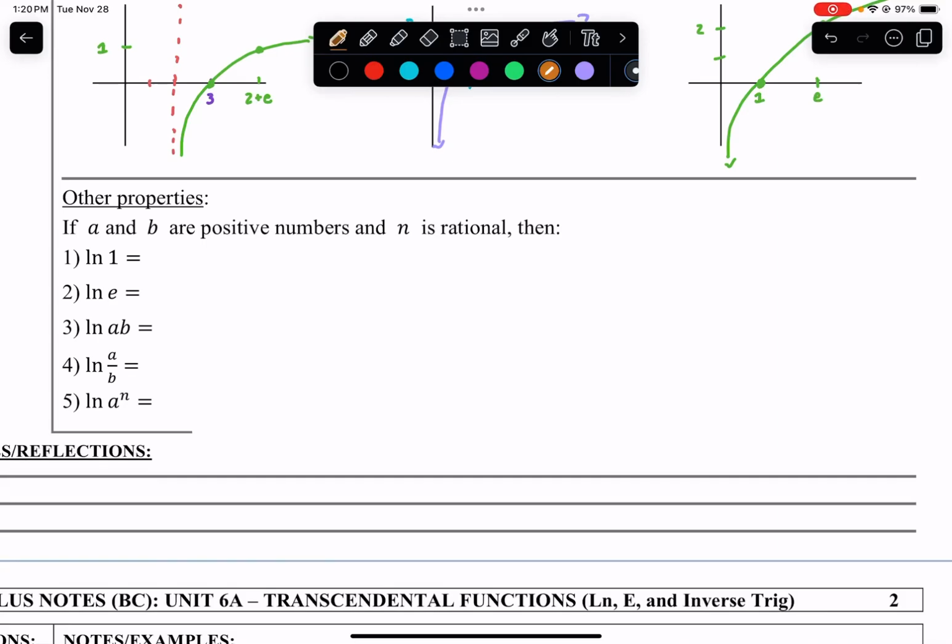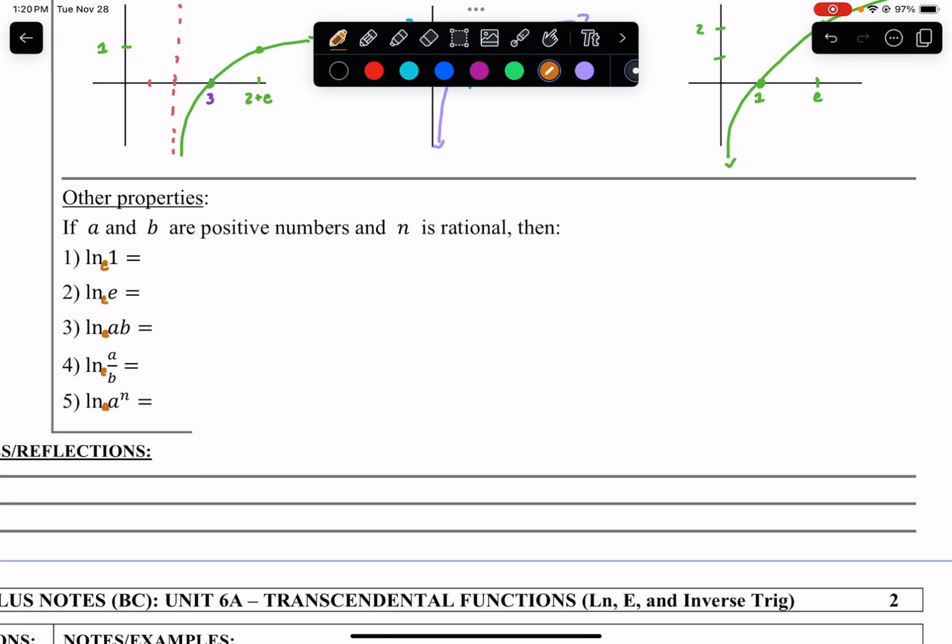There are some really important properties of logarithms that you need to be comfortable and familiar with. So we're just going to go through this list. Remember, the base of a natural log is always e. So we're saying that e is the base here, just to be aware.